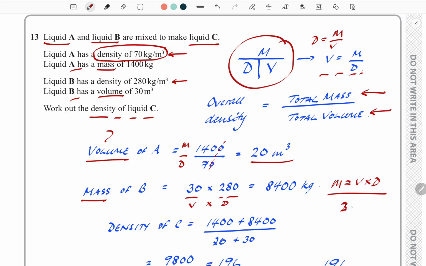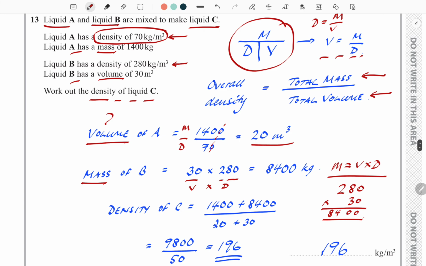Whoops, hang on a second. 280 times 30, 2 zeros already, all right? And then 3 times 28 comes out to be 84. Like that, nice and simple. All right, show your workings if in any doubt at all. So that gives me a total mass for B, all right?